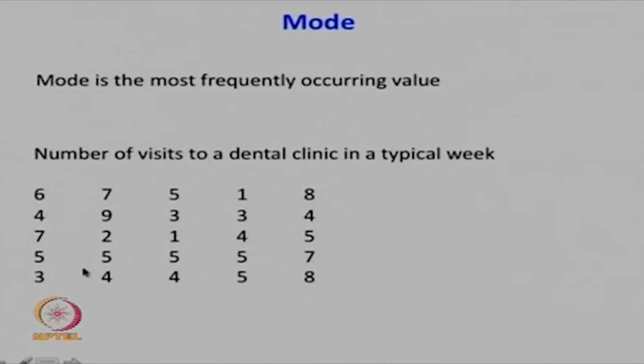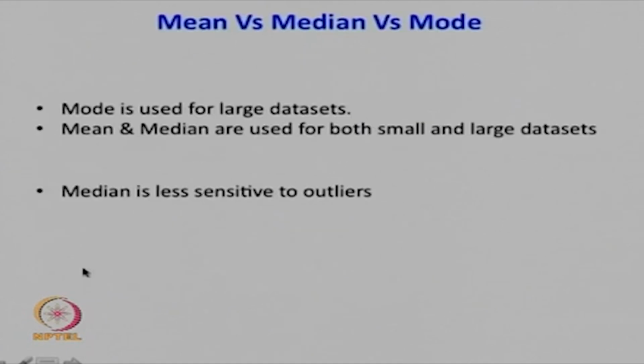Okay. So, this brings us to the question as to which of these 3 values, mean, median, or mode, you should really consider. It is clear that generally mode is used when you describe large data sets. Mean and median can be used interchangeably for both small and large data sets. And as we discussed, the arithmetic mean is of course sensitive to outliers, but the median is less sensitive to outliers.